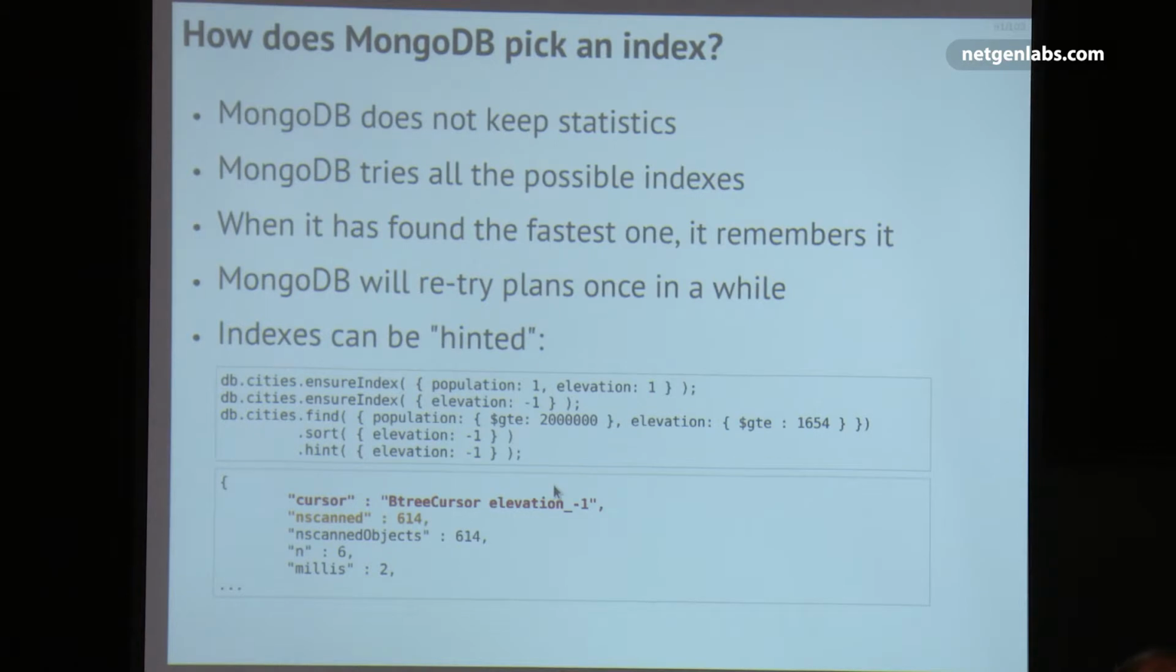But if you really want, you can also hint indexes. You can say that for this query you want to use this index, which you do with a hint method. And in PHP, you can, of course, use the hint method. In general, this is not necessary, because MongoDB tends to pick the better index in most cases. So here, as you can see, having the same query as before, the scan is now 614 instead of the 131 it was before, right?